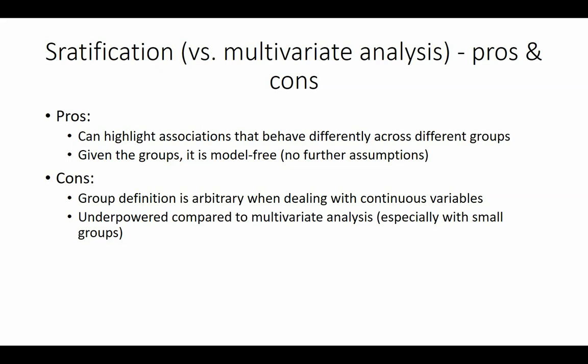So yeah, we mentioned two ways. We said a few words about stratification, and we mostly spoke about multivariate analysis. Just to give you a sense of when it's appropriate to use each of these approaches: stratification has the advantage that it can highlight associations that behave differently across different groups. For example, you can see something that works only for males and not for females. If you use multivariate analysis, you either get a significant or non-significant result, and you don't really see differences that could be important between groups.